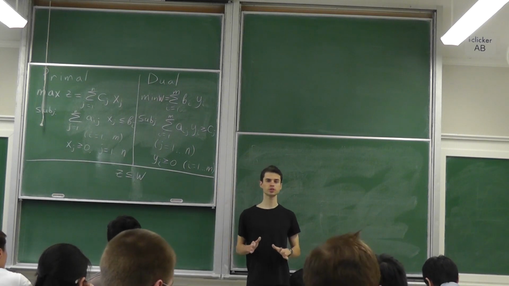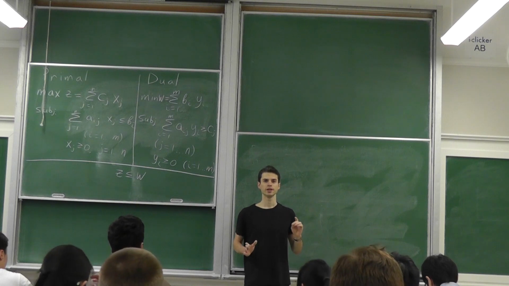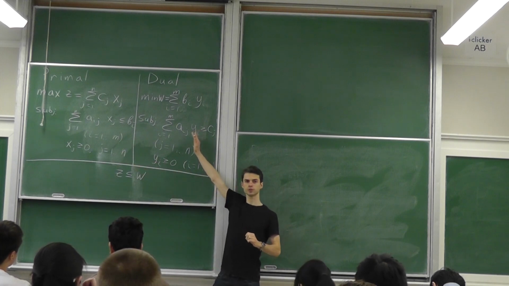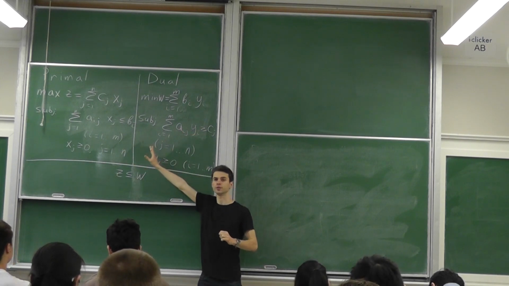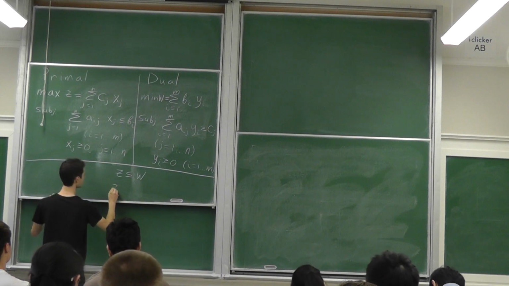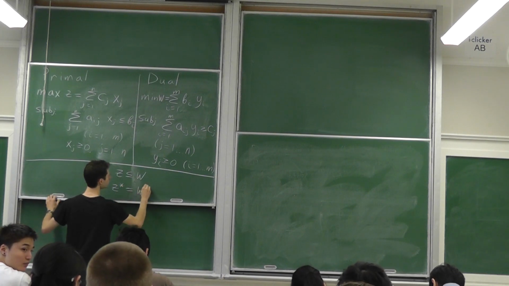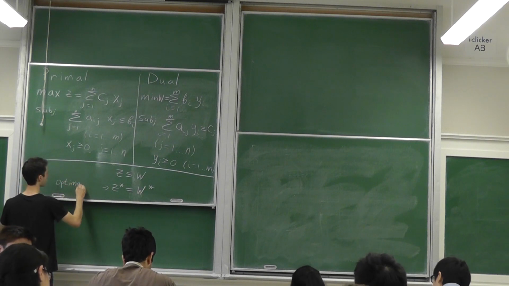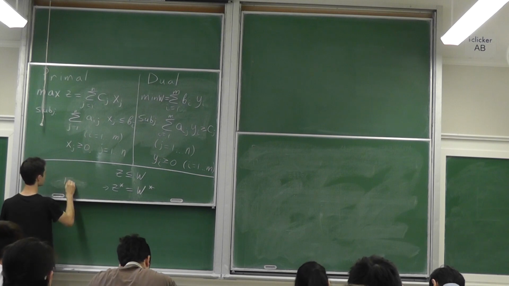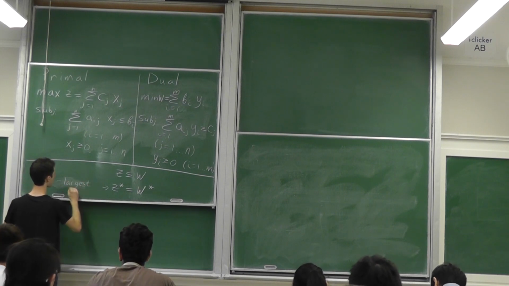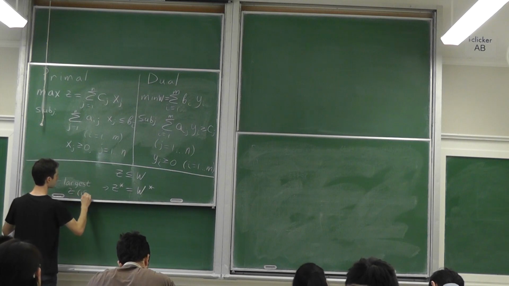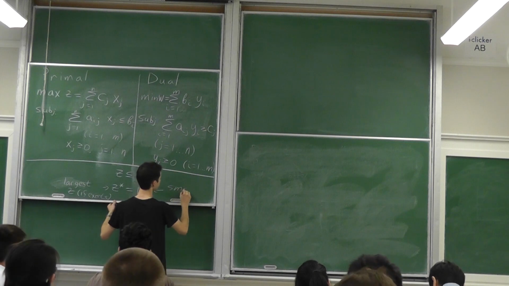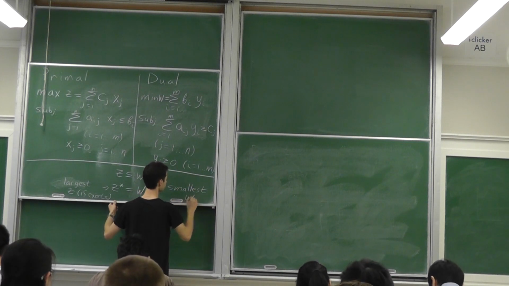Last time, we also showed the following fact. If the original problem has an optimal solution, the dual also has an optimal solution, and they are equal. So the optimal z is actually equal to the optimal w. So this is the largest z, it exists. And this is the smallest w.